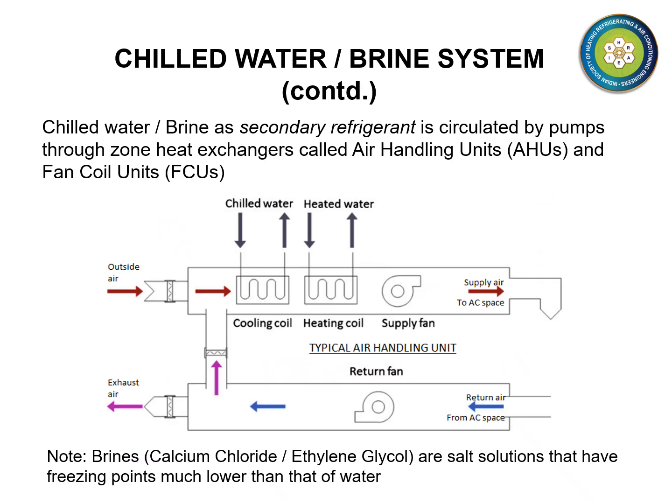Chilled water or brine is called the secondary refrigerant, while the refrigerant flowing through the condenser is called the primary refrigerant, for example R134A. The chilled water or brine is now circulated by pumps to the air handling units where it cools the supply air to the air conditioned space.